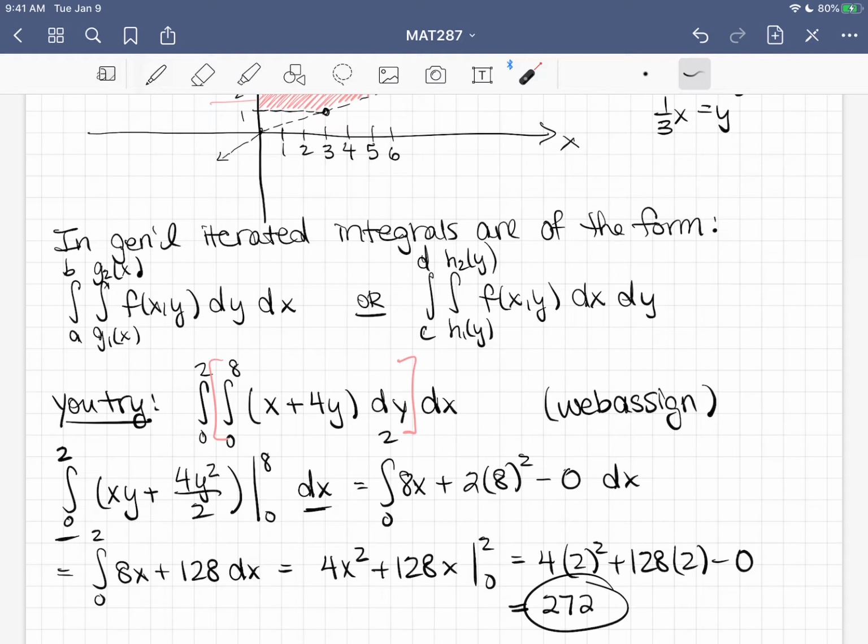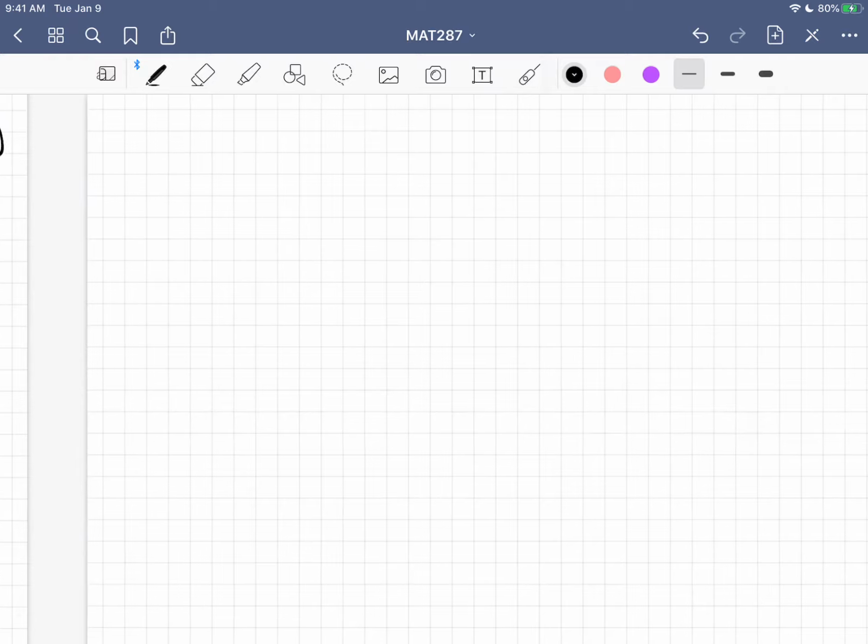So I evaluated that by plugging in 8, and this is what I've got. And now we're going to integrate. This is a normal integral like you've seen in Calc 1, so this should be very familiar to you. This integrates as 4x squared plus 128x, evaluated from 0 to 2, and so we get 272 as our final answer. Hopefully you tried this one and also the one that was on WebAssign for you. We're going to move into another example.